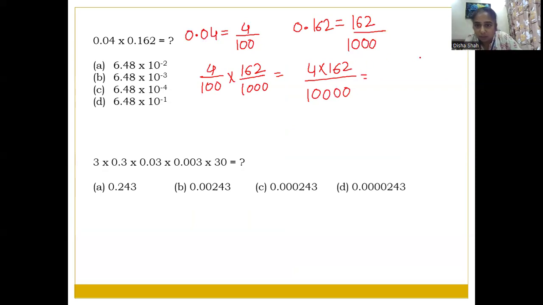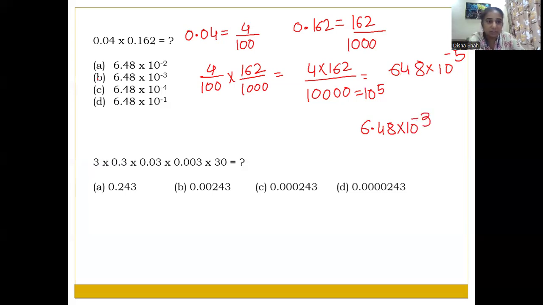162 into 4 कितना होता है? दिस इज 8 and this is 64. So this is 648 into, this is what? 10 raised to 5, correct? This is 10 raised to 5. लेकिन इस 10 raised to 5 को अगर हम न्यूमरेटर में भेज दें, so that will become 10 raised to -5. So answer is 648 into 10 raised to -5. बट आप ऑप्शन में देखोगे कहीं पर भी 648 नहीं लिखा है, उन्होंने 6.48 लिखा है. तो 6.48 करेंगे तो बन जाएगा 2 पॉइंट. यहाँ पर हमने पॉइंट डाला है, सो दिस विल बिकम -3. तो आंसर इज ऑप्शन बी.